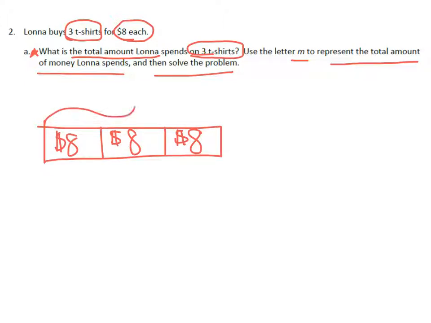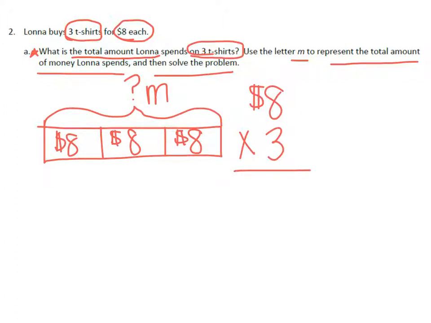Now it wants to know the total. So instead of putting a question mark, it says that they want me to use the letter M to represent the total amount of money. So what would I have to do here in order to solve for the total? I see 8 is repeated 3 times. So that means I'm going to take $8 and I'm going to multiply it 3 times in order to get M. Go ahead and solve this one on your own. Pause the video while you work and replay when you are ready.